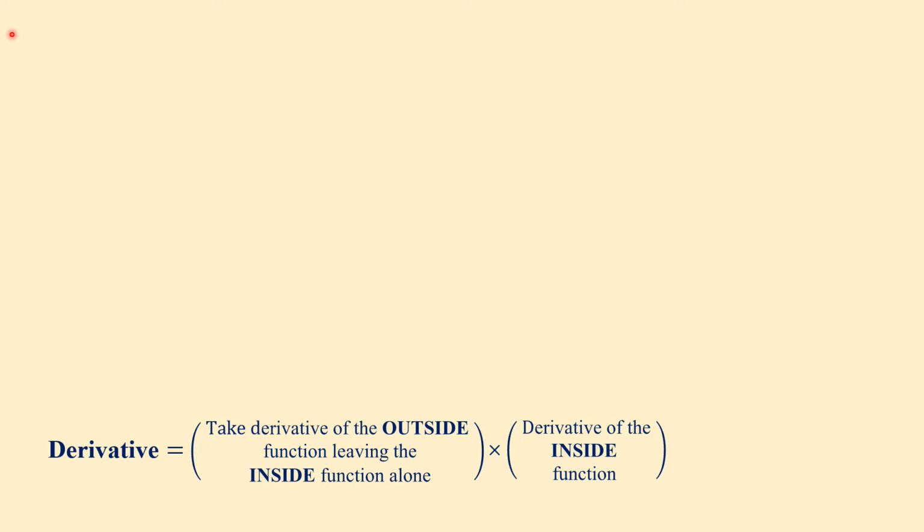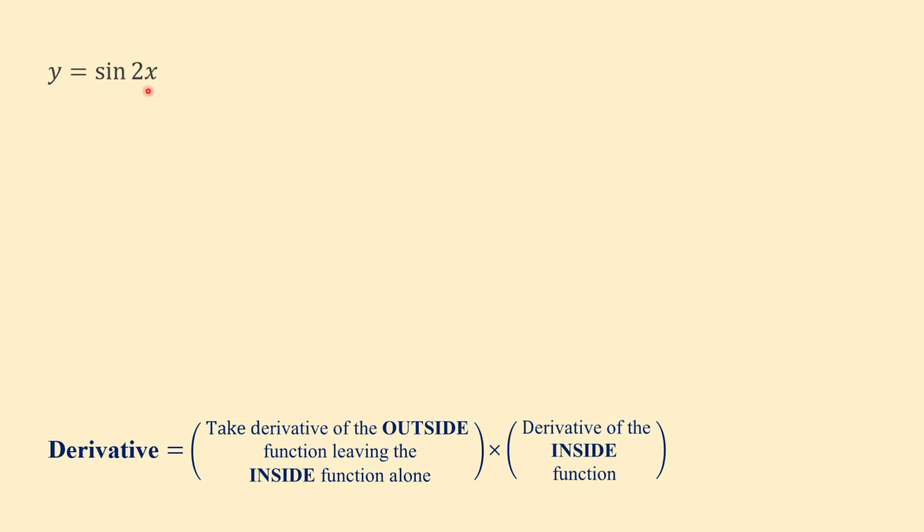In this video, I want to show you how to apply chain rule to find the derivative of trigonometric functions. Before we start, let me remind you the chain rule. To apply chain rule to find the derivative of functions, first we identify inside and outside functions, and then we take the derivative of the outside function, leaving the inside function alone, and then we multiply it by the derivative of the inside function.